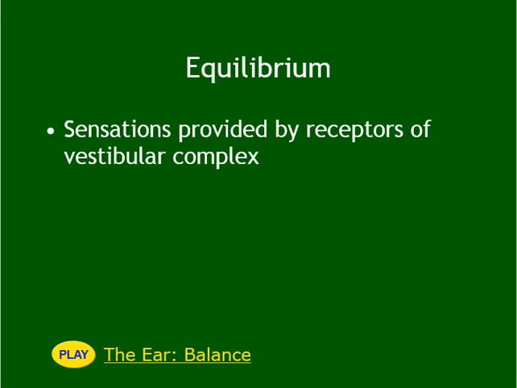So equilibrium is a function of the vestibular complex. What's a vestibular complex? The vestibule and the semicircular canals together. So those two parts together are called the vestibular complex. Both of them are responsible for equilibrium. Okay? What type of equilibrium? Dynamic equilibrium in the semicircular canal, and the static equilibrium, which is gravity and linear acceleration, and this is of the vestibule, okay? So that's why they put them together as a complex.